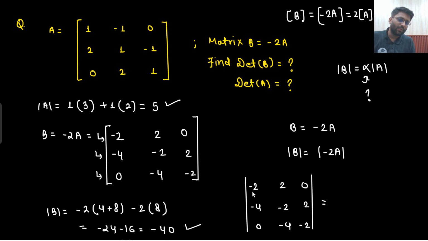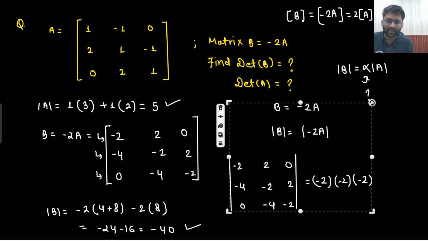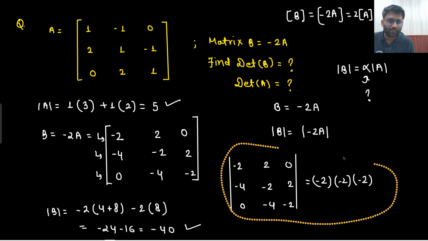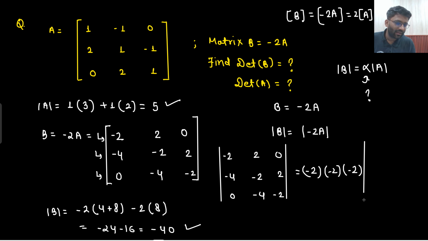Right? So now what I can do, from the first row I can take out minus 2. From the second row as well I am taking out minus 2. And from the third row as well I am taking out minus 2. From each of these rows I am taking out minus 2. Is that clear to you or not? Okay.